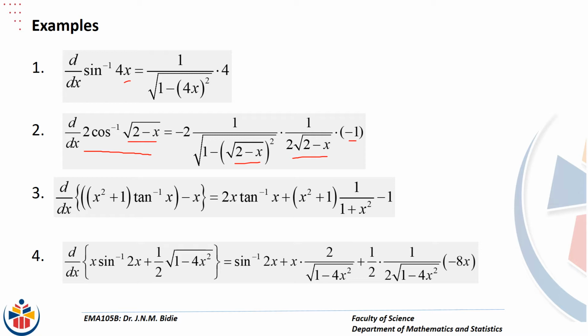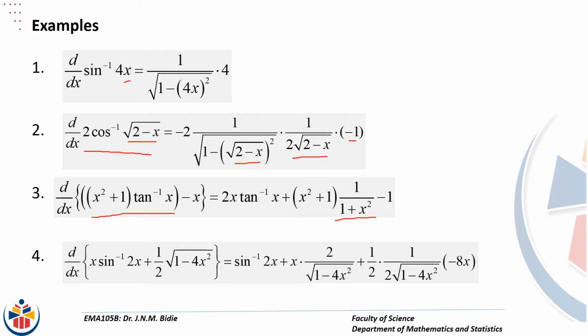Now we find ourselves with the product rule that has incorporated arctan. So we need to use the product rule for the first term, and we know the derivative of minus x is just minus 1. So product rule, differentiate x squared plus 1, it gives us 2x, and we multiply that by arctan of x, plus x squared plus 1 times the derivative of arctan, which is 1 over 1 plus x squared, and we have that negative 1.